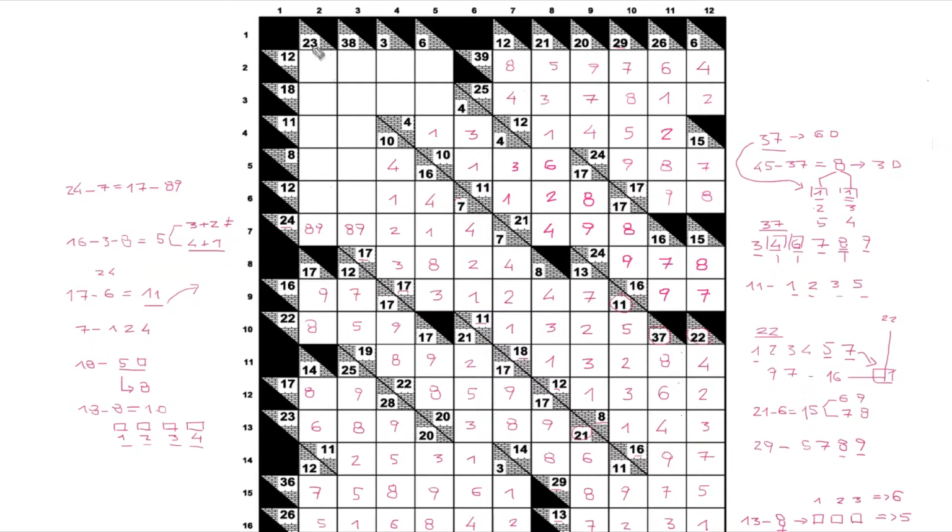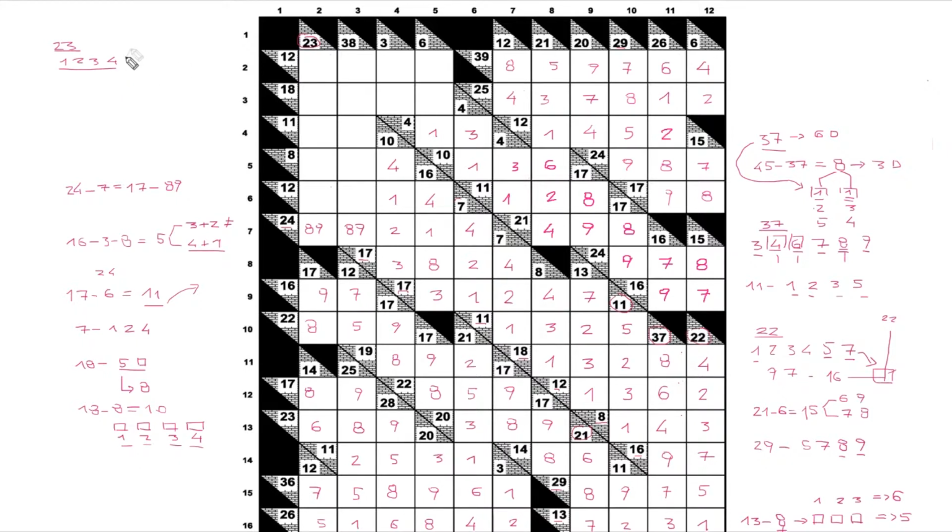Okay, number 23 has to be made with 6 numbers. Let's see what combination is for that one. There are two combinations. I think I shall try with combination 1, 2, 3, 4. It's number 10.